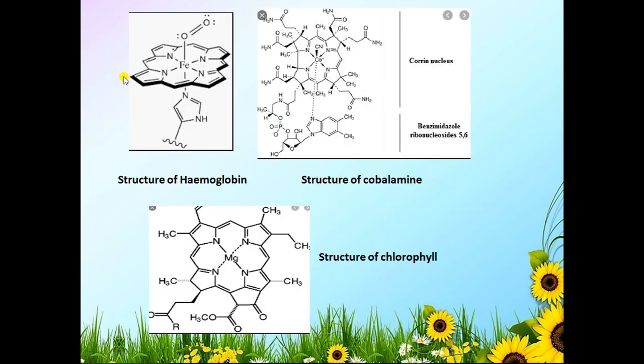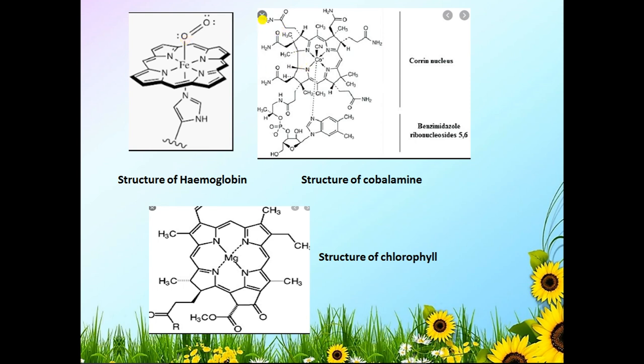This is the structure of hemoglobin. In that, iron is attached to 4 nitrogens of the histidine group and the oxygen molecule. This hemoglobin carries oxygen all over the body, and it gives the red color to the blood.